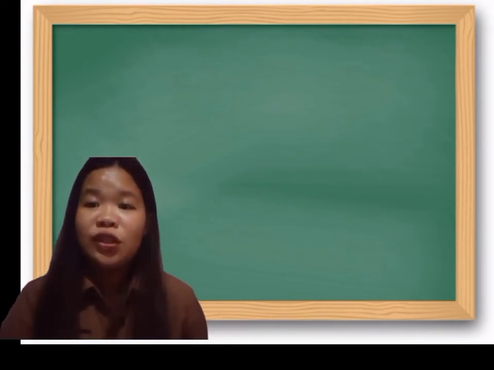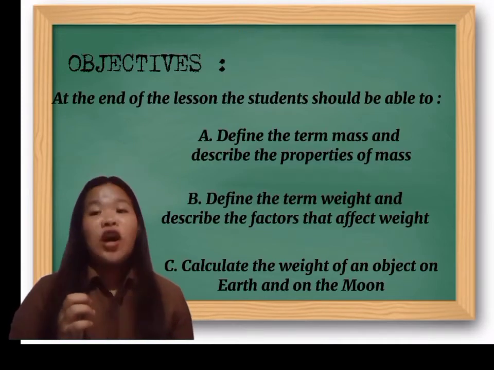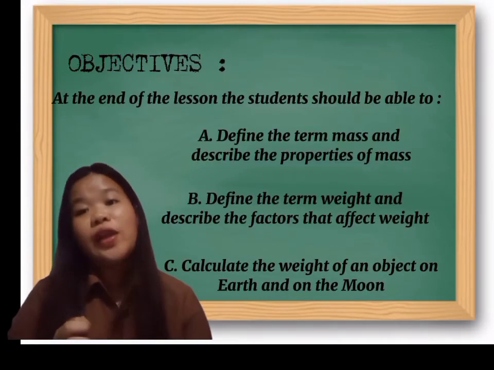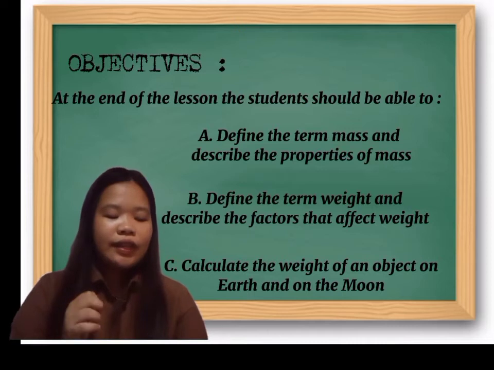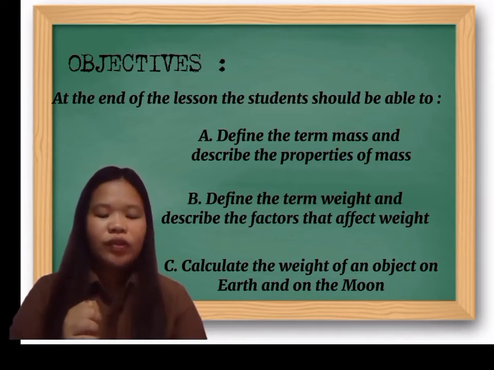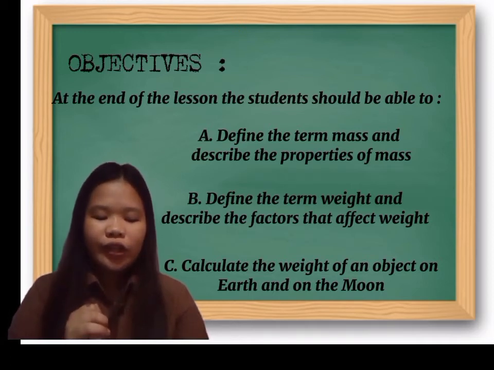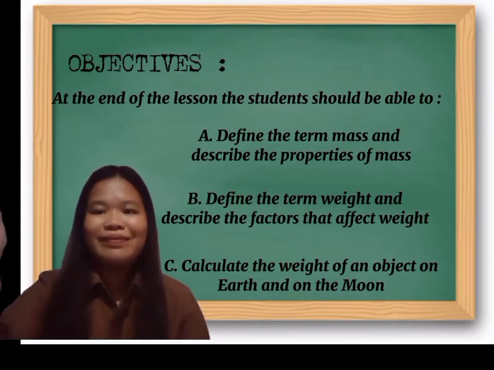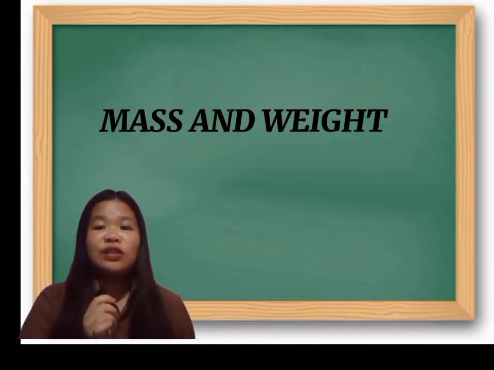So, before we proceed to our discussion, let me read the objective first. The students will be able to, first, define the term mass and describe the property of mass. Second, define the term weight and describe the factors that affect weight. And third, calculate the weight of an object on Earth and on the moon. Okay, class, our lesson for today is all about mass and weight.